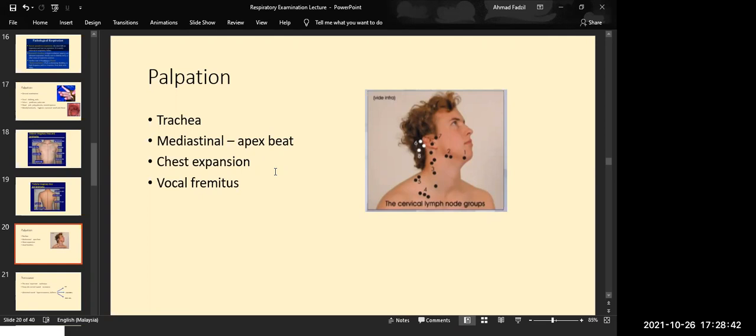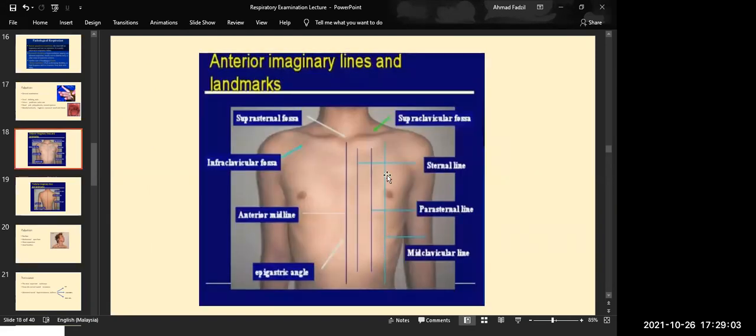You do the mediastinum, and you want to know whether the mediastinum has shifted or not. You do the apex beat. In children, the apex beat is usually at the 4th intercostal space, lateral to the mid-clavicular line. That is the normal place of the apex in pediatrics.